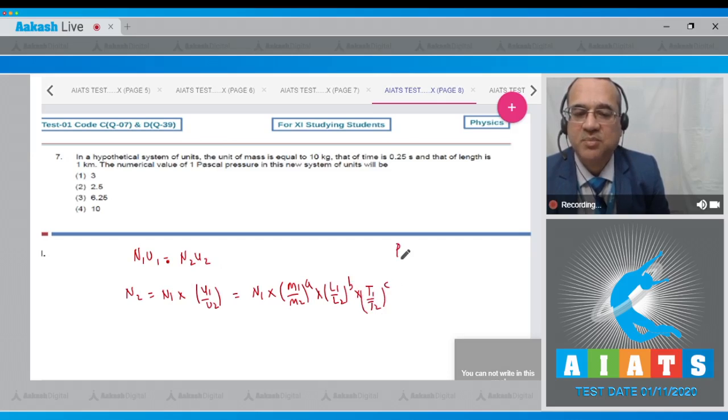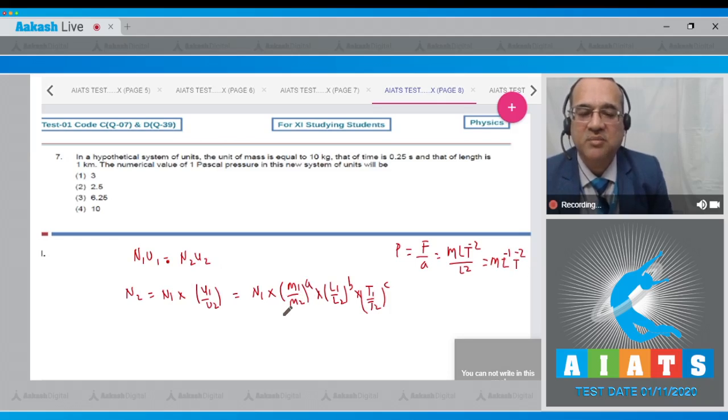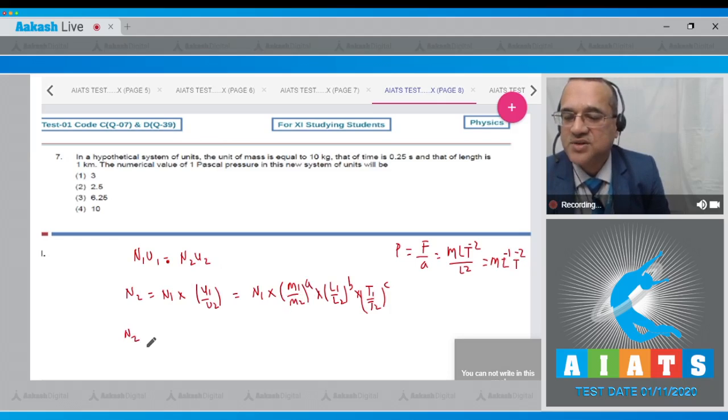I write the pressure. The pressure is equal to force divided by area, and force is MLT^-2. Area is L^2. So this becomes ML^-1T^-2. So here a becomes equal to 1, b becomes equal to -1, and c becomes equal to -2. Therefore, n2 is equal to, what is n1? 1 Pascal. And mass, in the old system, is kg, and he says that in the new system you have to take it to be 10 kg. So this is 1 over 10 kg, and the power is 1.